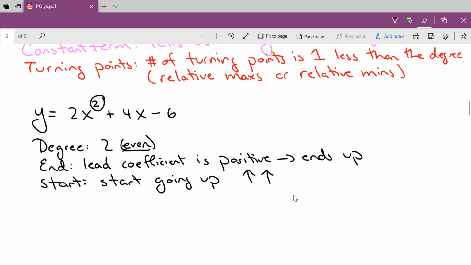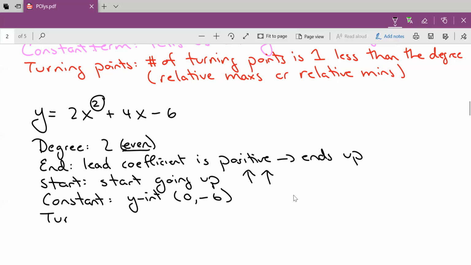Okay, so I could also say, what does my constant term tell me? Well, my constant term is -6. What that's telling me is my y-intercept. My y-intercept is at (0, -6). Wow, we actually have a lot of information here. We know how our graph ends. We know how our graph starts. We know where the y-intercept is.